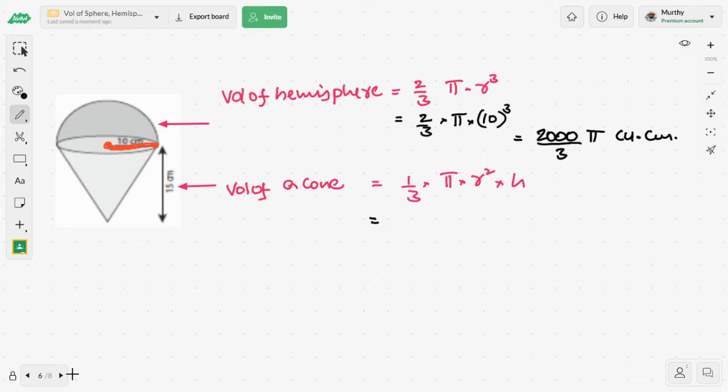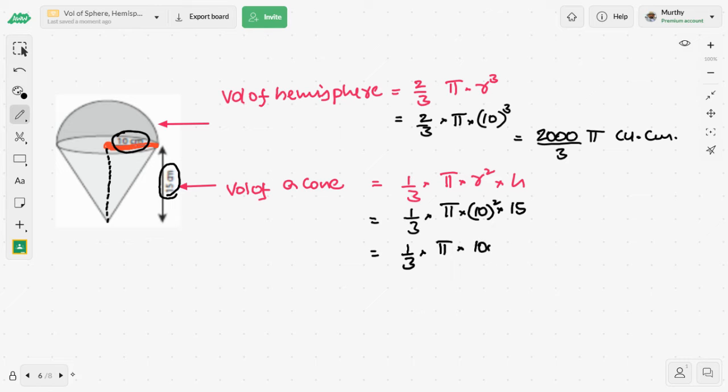And the second part: let me plug in these values. 1/3 pi, what is the radius square? You know that radius is 10 centimeters here, right? The same radius is applicable to both the hemisphere as well as the cone. Therefore, this is going to be 10 square times, and the height of the cone is 15 centimeters. I need not take the calculator because 10 square is easy to compute. Then 15, and let me think of my butterfly method: 15 divided by 3 gives me 5. So this is 500 pi cubic units.